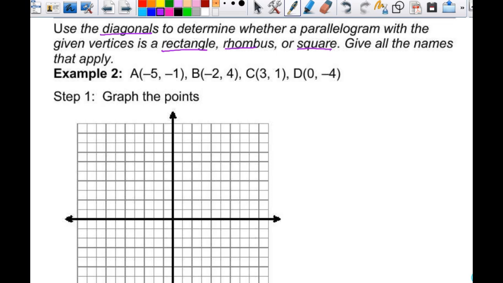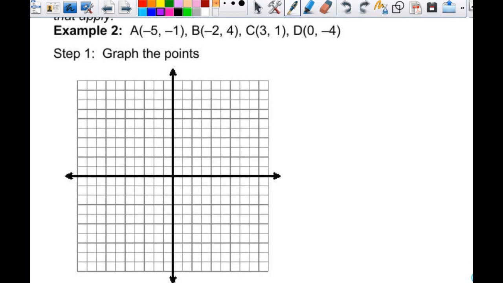All right, so first it says to graph the points. So let's graph these points and label them. A is at -5, -1, and make sure you put the letter there, and I would put the numbers because it's easier to pull them off the graph than off a list and accidentally get the wrong one. B is at -2, 4. C is at 3, 1. D is at 0, -4.